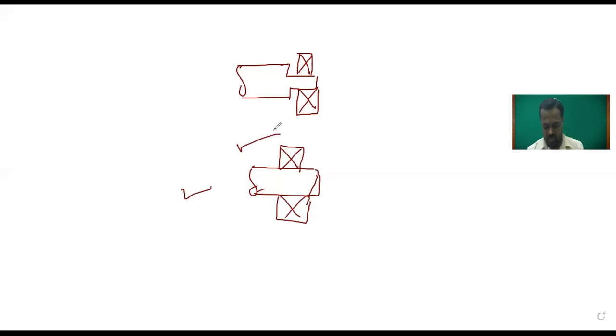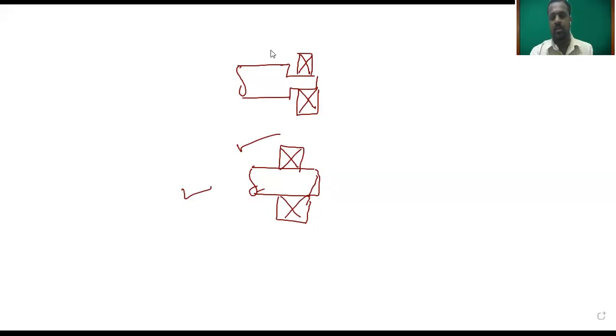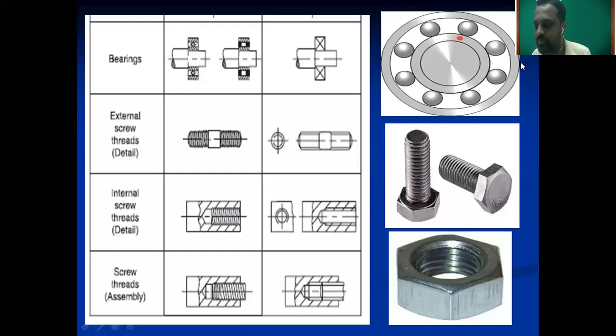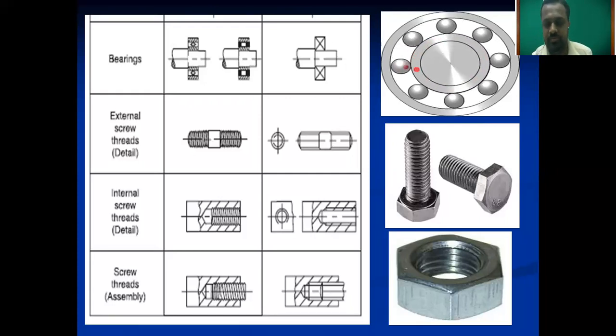Simple. So understood? Yes. This symbol you have to remember. Any doubt, any problem? Please tell me.